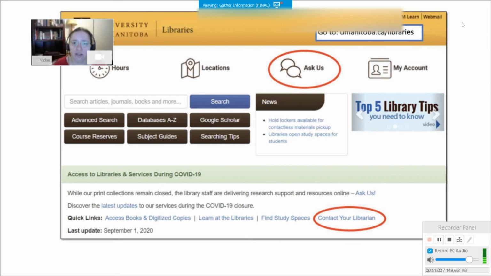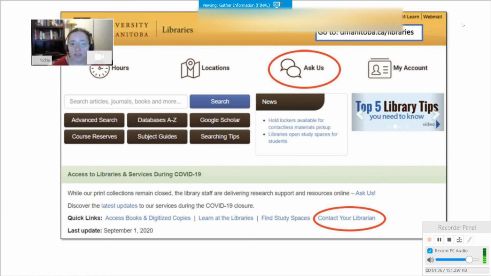The other thing we want to highlight here is Ask Us. So it's the library's chat service. This is staffed with real people. There are no computer automated answers. These are real people answering your questions, and it's completely anonymous, and you can get fast answers in real time. So this is a great option for some very quick questions, or if you're having difficulties accessing a certain source that you've been able to find through the library.